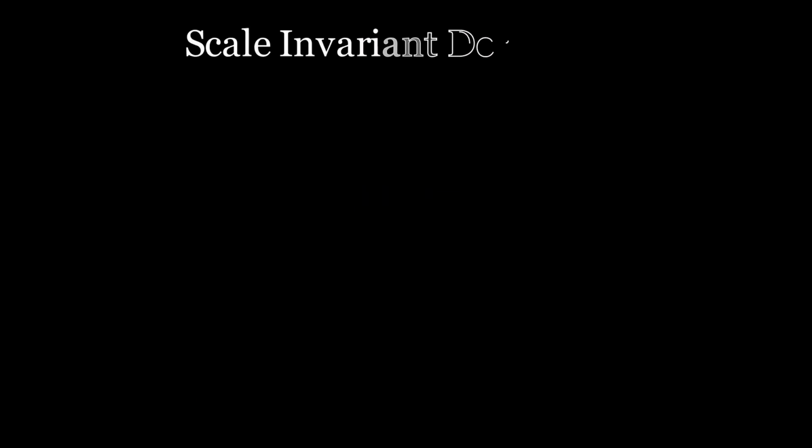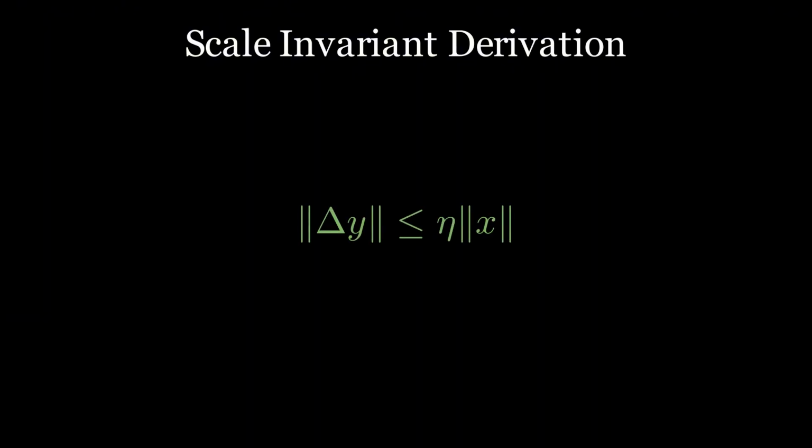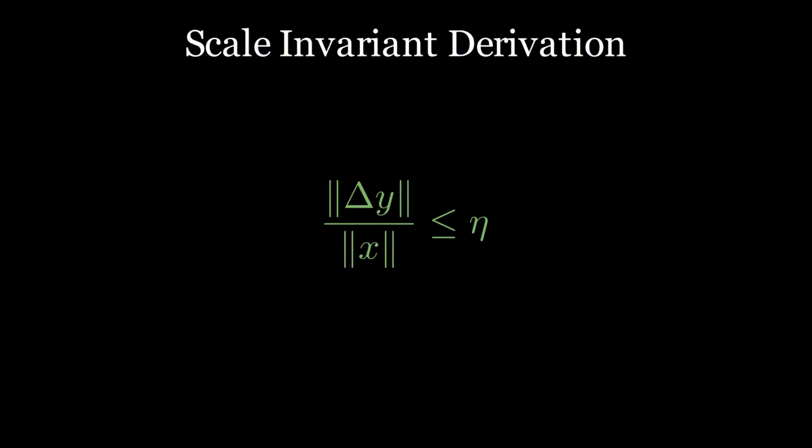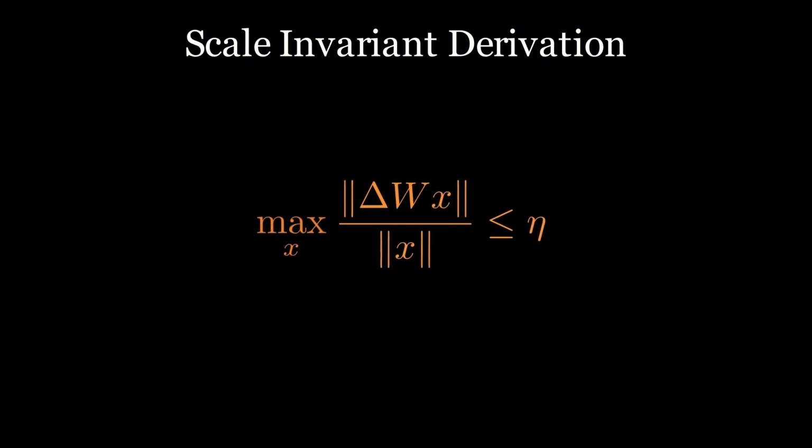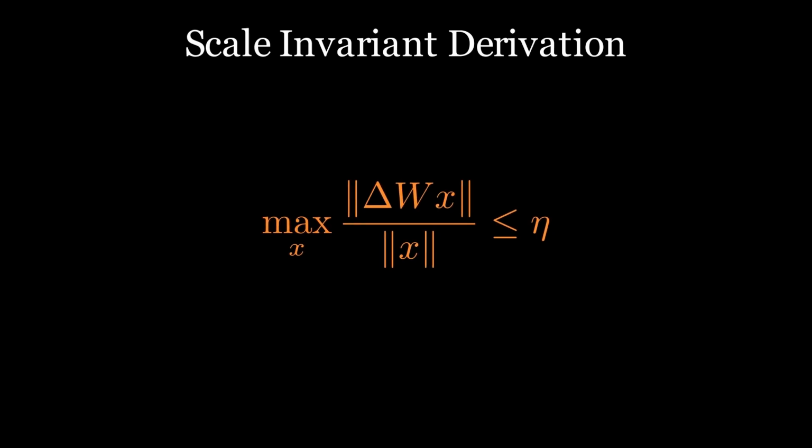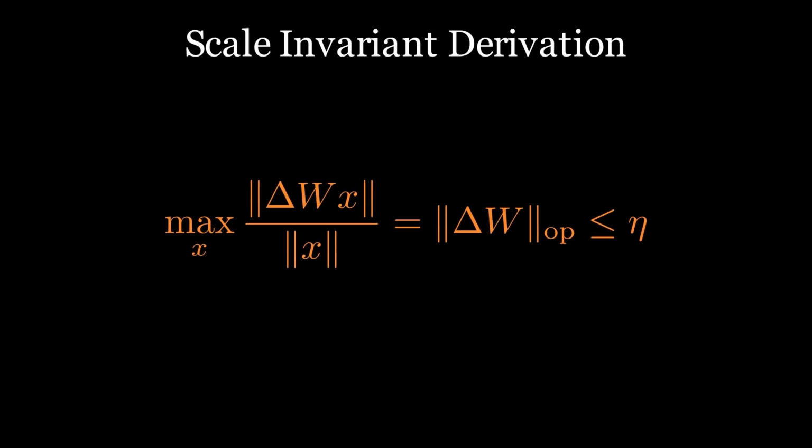So a more sensible approach would be to compare it to the norm of the input. So delta y has a norm less than or equal to eta times the norm of x. This ensures scale invariance under a positive scaling. And to avoid an explicit dependence on x while still bounding for all inputs, we can bound the worst case, which is precisely the operator norm.